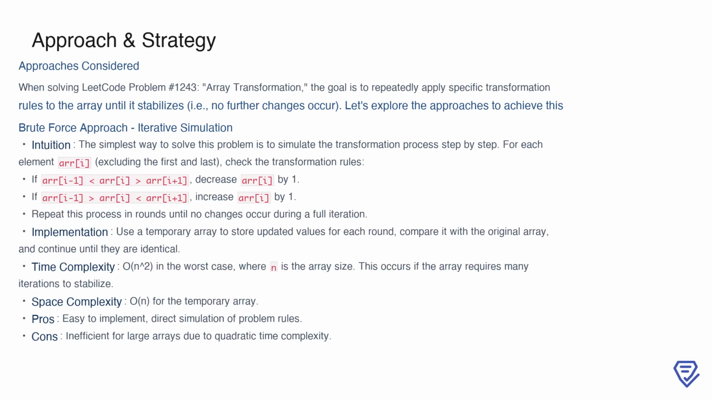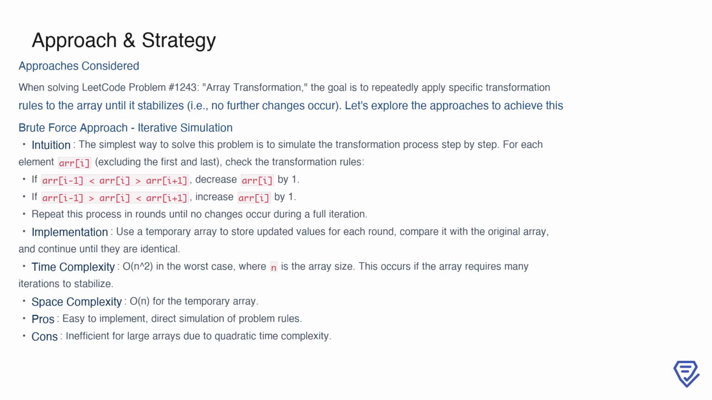When tackling problem number 1243, Array Transformation, the essence of the task is to repeatedly apply specific transformation rules to the array until it reaches a stable state where no further changes occur. One straightforward approach to solve this is through a brute force iterative simulation. The intuition here is simple. For each non-boundary element in the array, we follow the transformation rules.